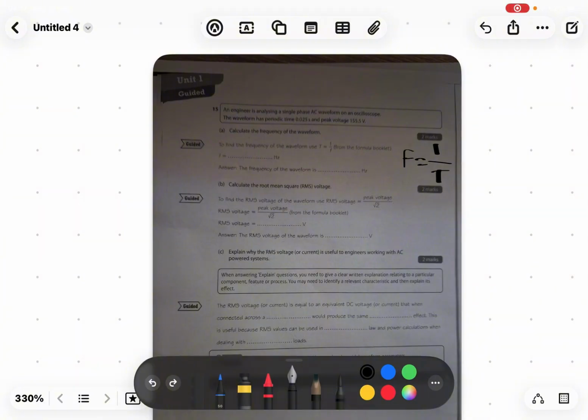So basically the frequency, oh by the way, it wasn't the force, it was the frequency. I don't know why I said force. It's going to be 40 hertz, and then we have B.